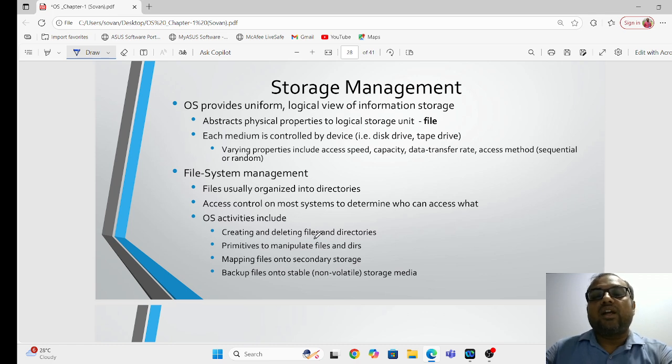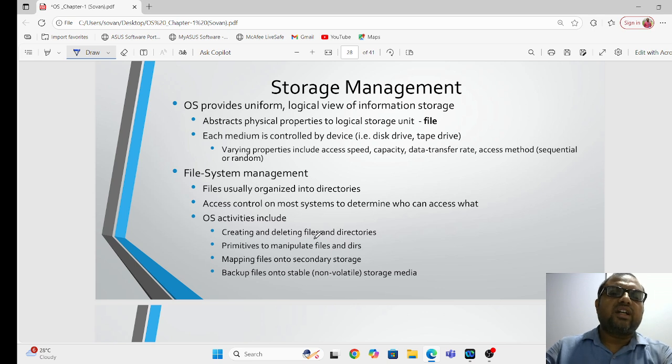So the file is actually your logical storage unit. We cannot say that it is physical, but we can logically represent the content, the information, and the instructions that will be stored. For example, a doc file, or a C programming file, will be stored as a C program. Each file has different properties and different types.